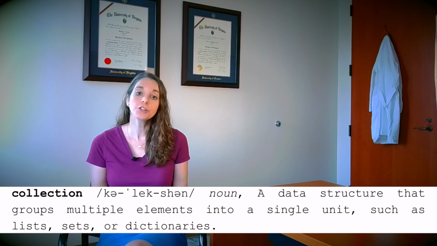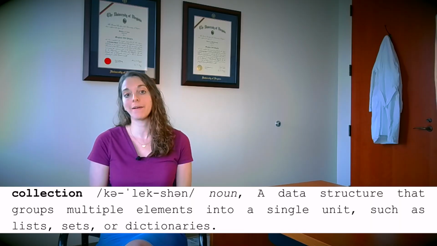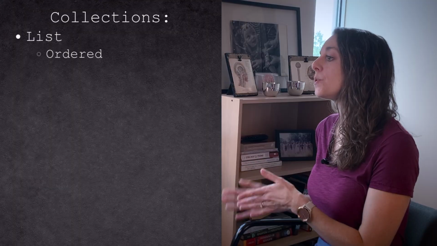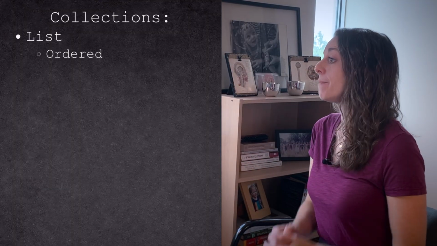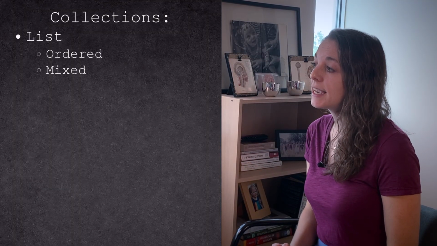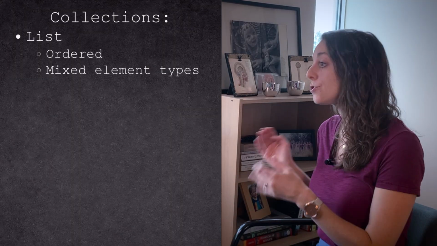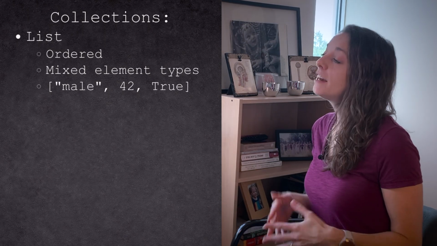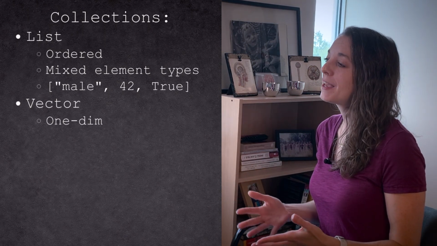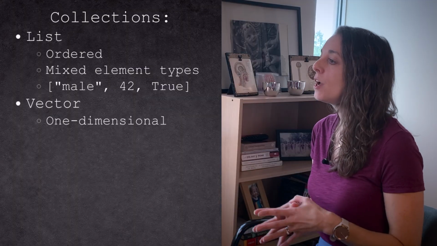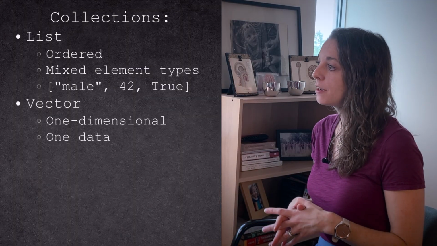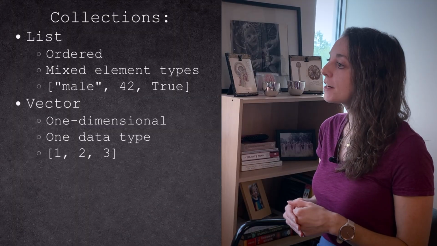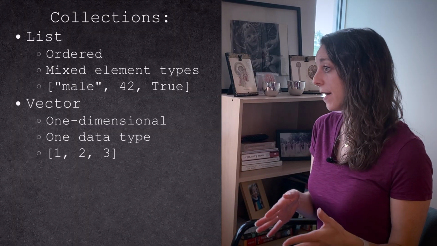Lists, arrays, and vectors are all examples of collections, structures that store multiple values in a single object. A list is an ordered collection, meaning that the values are stored in a specific sequence, and that order matters. Lists can typically contain elements of different data types, like the string male, the number 42, and the Boolean true. A vector is a one-dimensional collection. Think a single row or a single column, where all the values are of the same data type. For example, 1, 2, 3 is a numeric vector, while yes, no, maybe is a string vector.